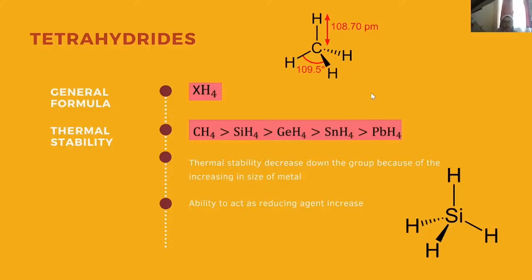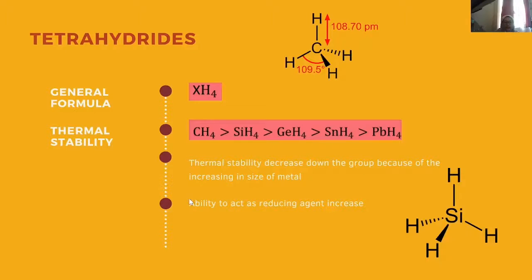In this section, we will be focusing on tetrahydrides and a little bit of hexahydrides. The general formula for tetrahydrides is XH4, where X represents group 14 elements and H4 is hydrogen. The thermal stability of tetrahydrides decreases down the group because of the increasing size of the element. As the size increases, the bond length between the atoms increases and the bond strength decreases, so the thermal stability decreases.